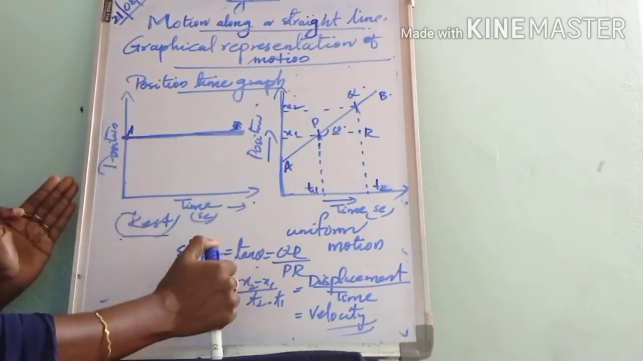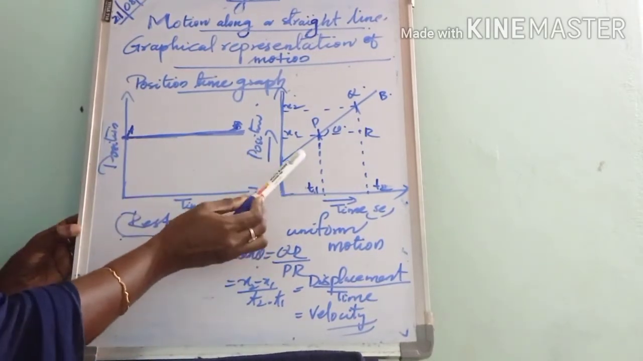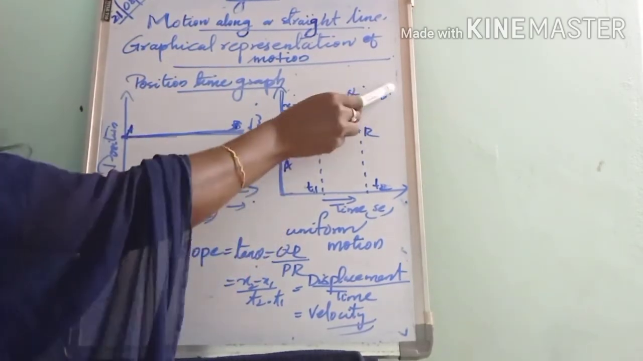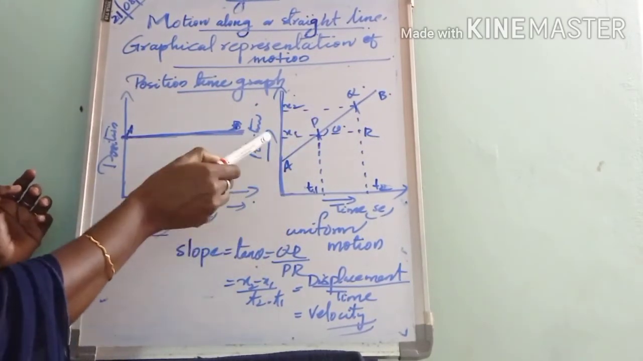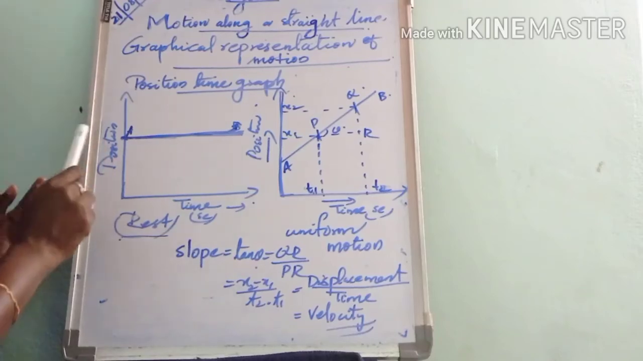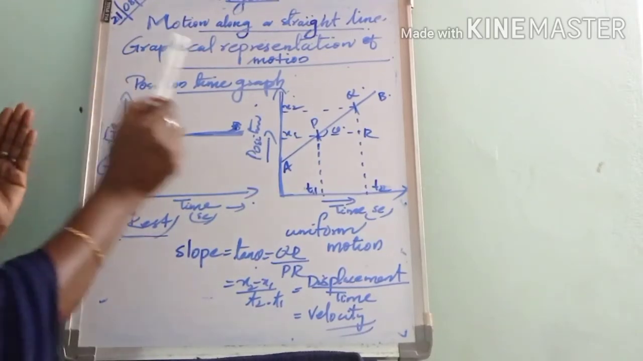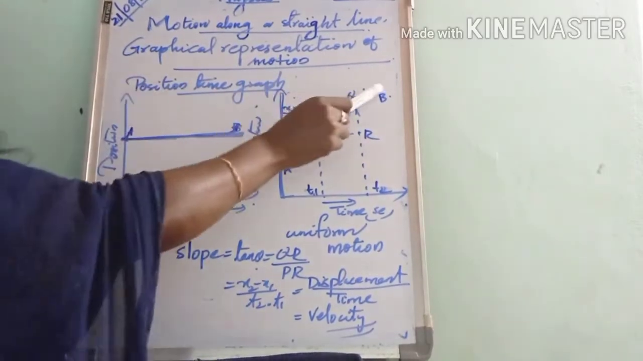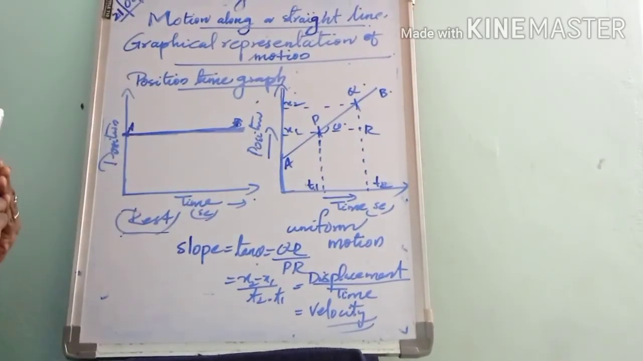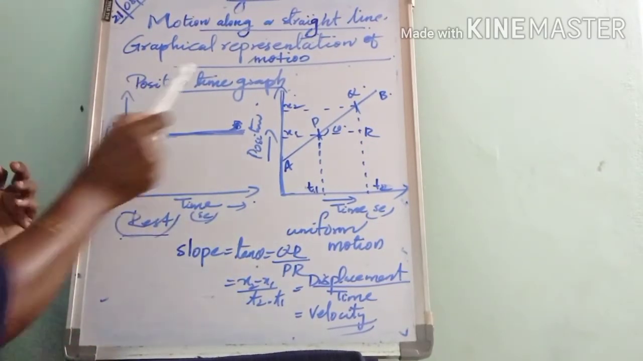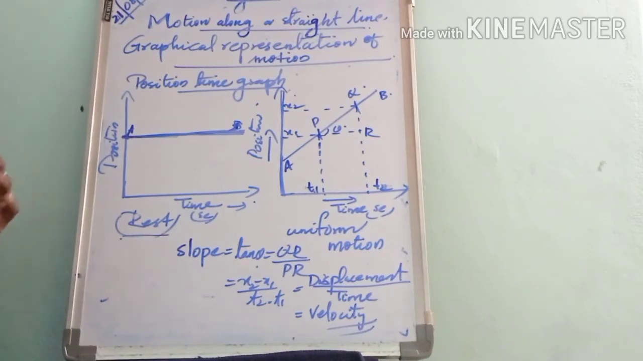Next, we can see the position time graph for an object in uniform motion. This graph AB represents it. You know what uniform motion is: the object covers equal distances in equal intervals of time. So the position is proportional to time, and we get an inclined straight line. What is the nature of the position time graph for an object in uniform motion? It is an inclined straight line.